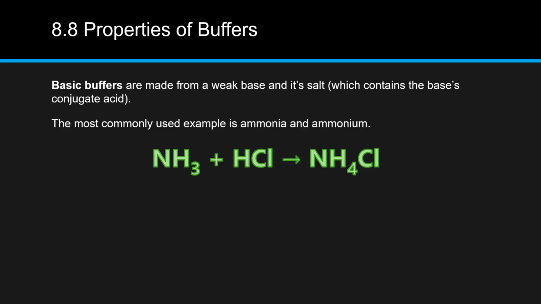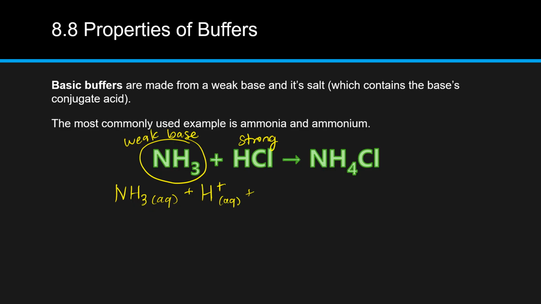Now let's go ahead and practice again getting our complete ionic equation for this reaction. We know that NH3 is a weak base, so that is not going to dissociate in our complete ionic equation. So it's just going to be NH3, and because it's a base, we know it's aqueous, dissolved in water. Then we have hydrochloric acid, which is a strong acid, which means complete dissociation. So HCl will dissociate into H plus ions and Cl minus ions.